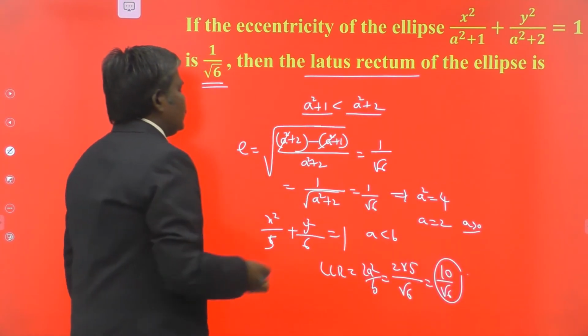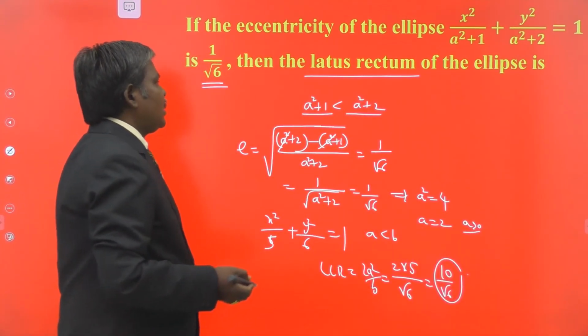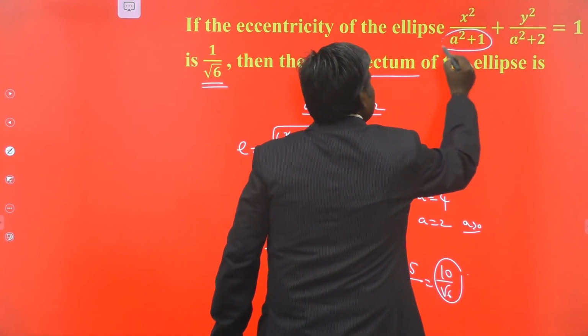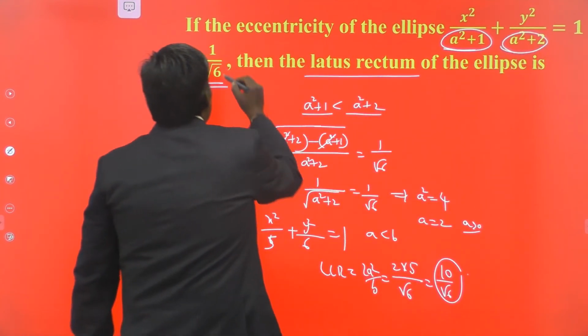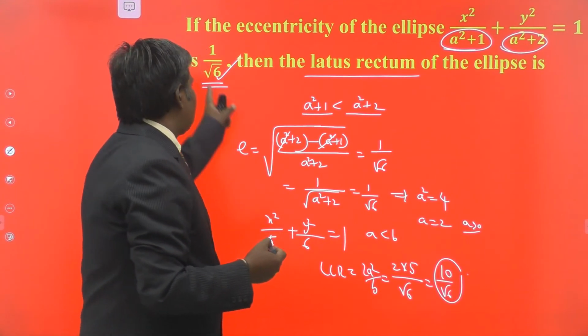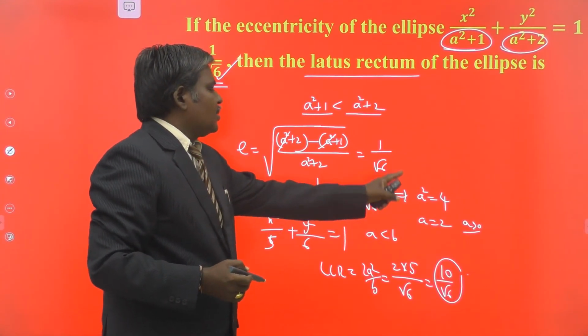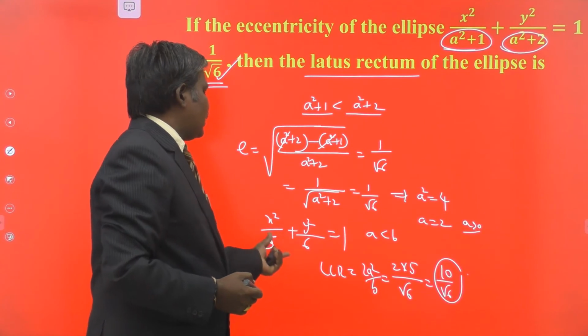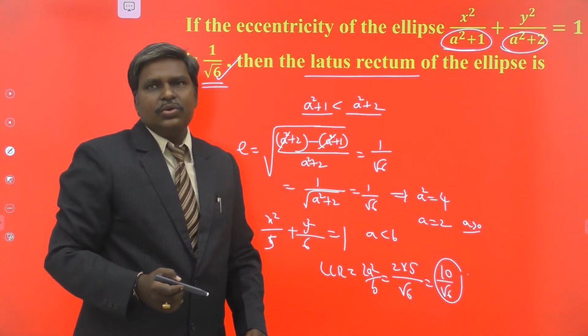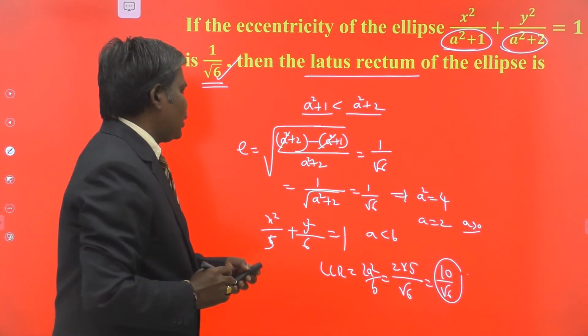In this manner we can easily do this one. So you just observe that this is the A less than B case. Its eccentricity is given to you. Just find the eccentricity and equate that to 1 by root 6. After getting the value of A, write the length of the latus rectum by the formula 2A square by B. Okay.